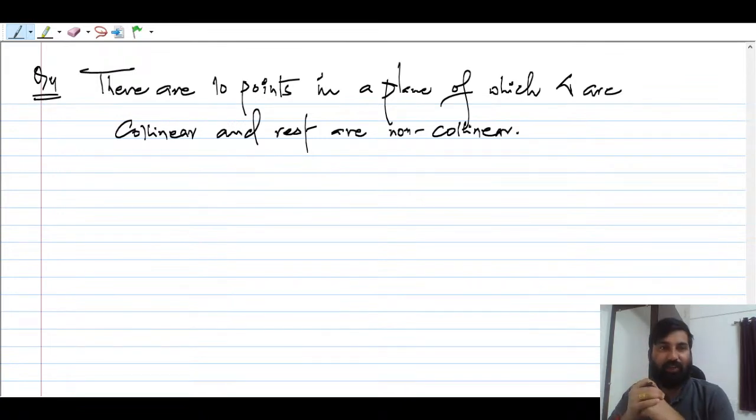क्योंकि आपको पता है मैं हमेशा केस बनाता हूँ, केस 1, केस 2, केस 3, किसी भी प्रॉब्लम को सॉल्व करने के लिए. तो देयर आर 10 पॉइंट्स, ओके, इन अ प्लेन ऑफ विच 4 आर कोलिनियर एंड रेस्ट आर नॉन कोलिनियर.